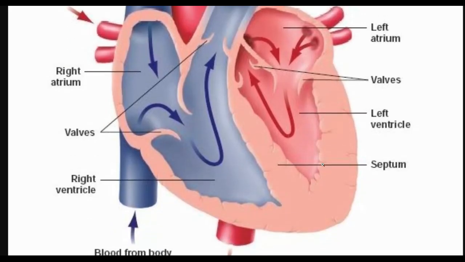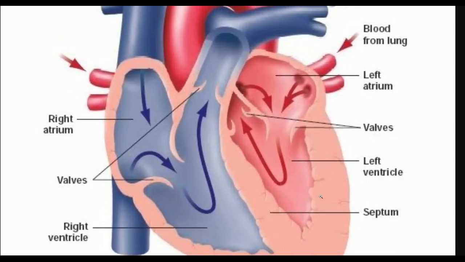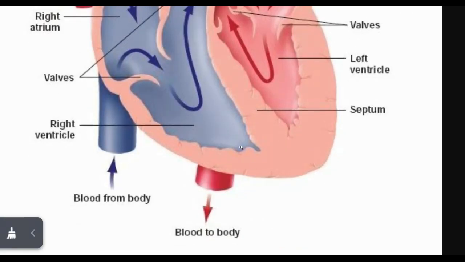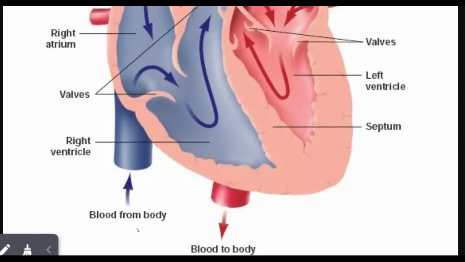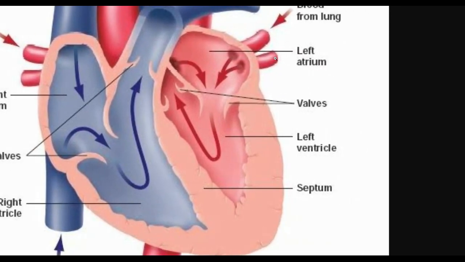As you can see, the left side is way more muscly. Why? It's because the left side requires more effort, because it is bringing the blood to the body, while the right side of the heart does not need to have as much muscle, because the blood is already coming into it.